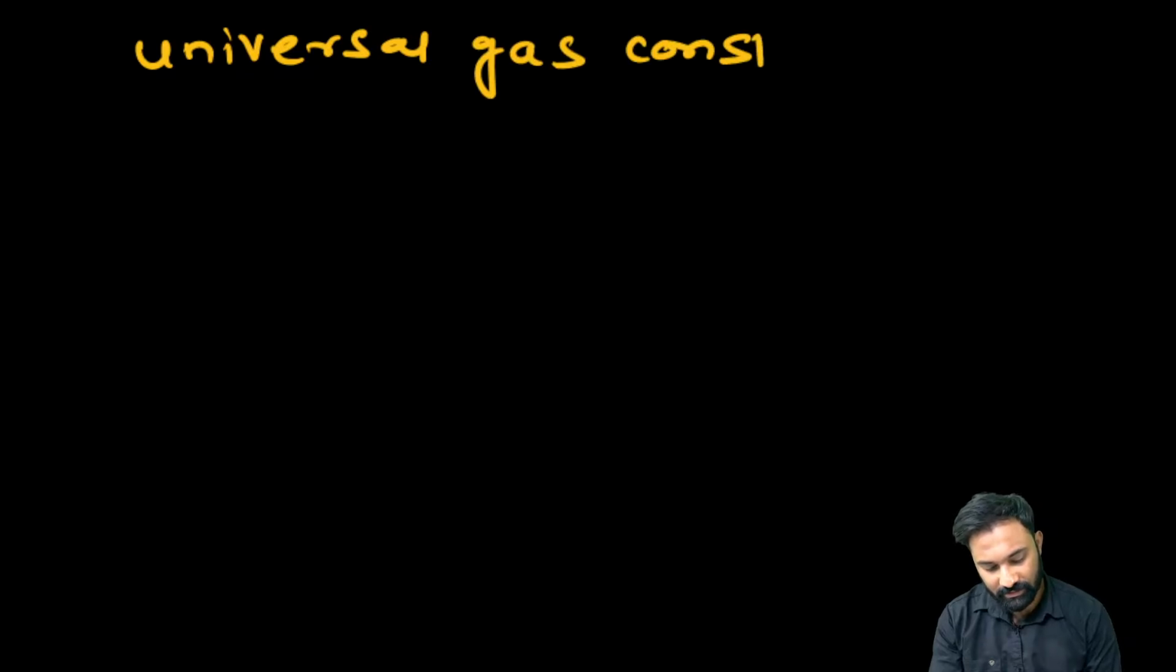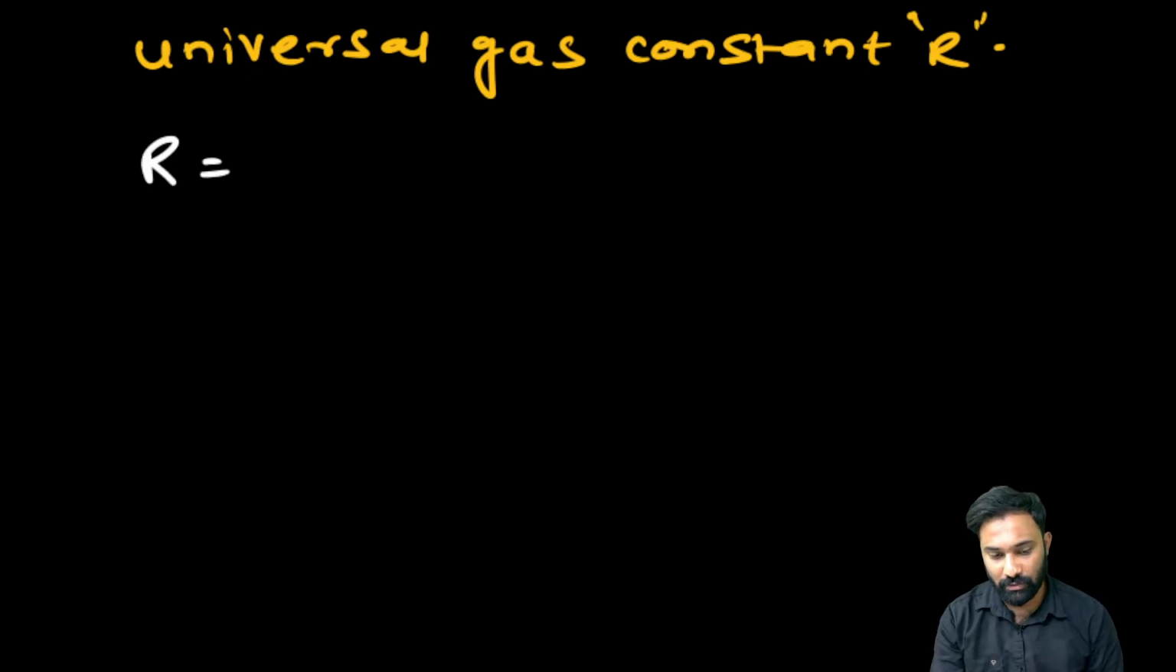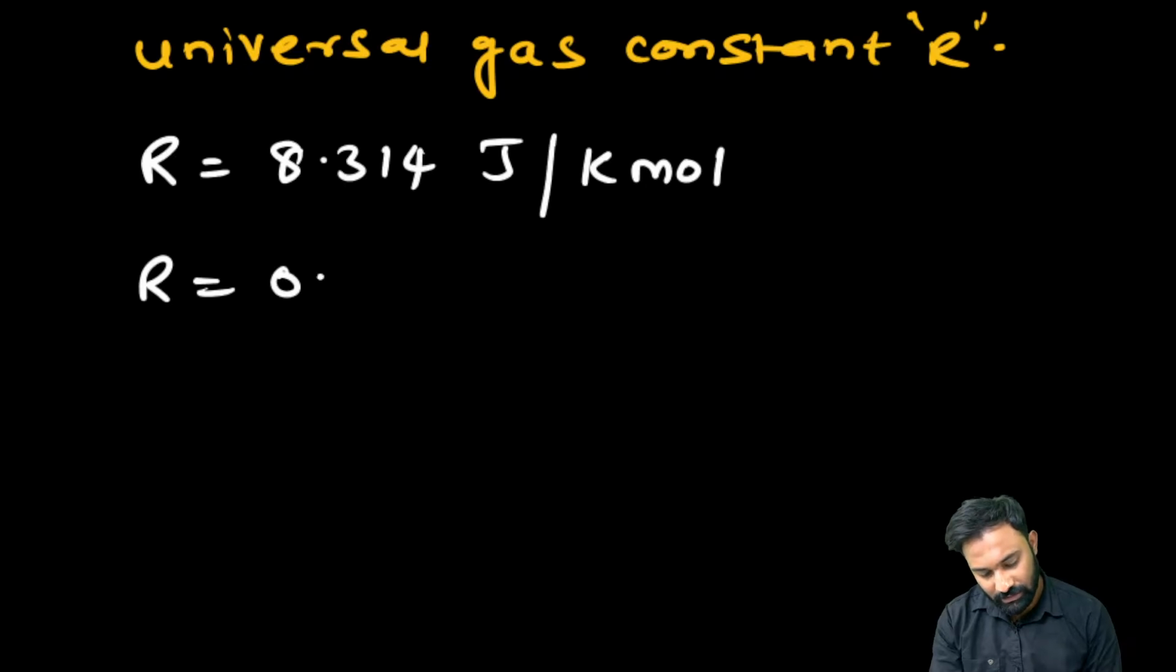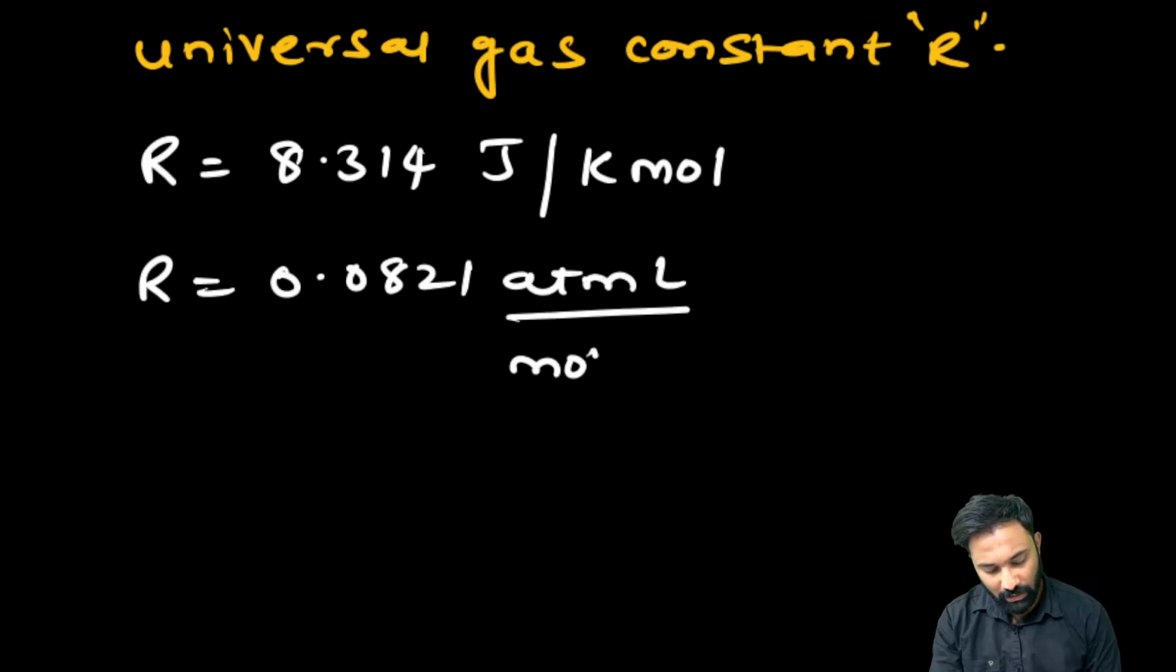Universal gas constant R. Here we are going to use two types of universal gas constant R values. One is 8.314 joule per Kelvin mole. The next is 0.0821 atm liter per mole Kelvin. So depending upon the R values, clear?